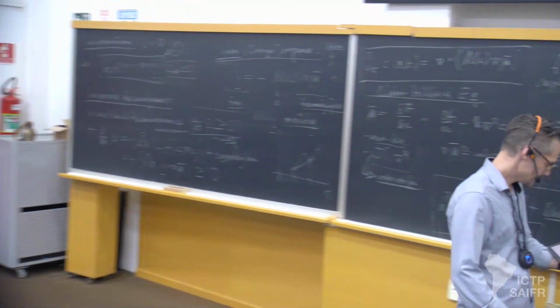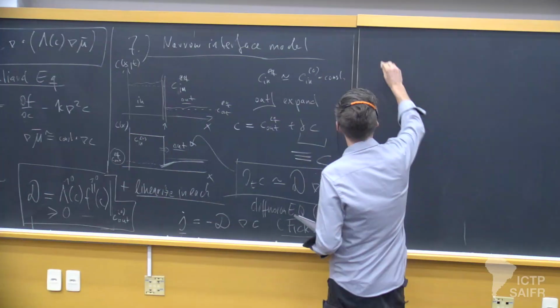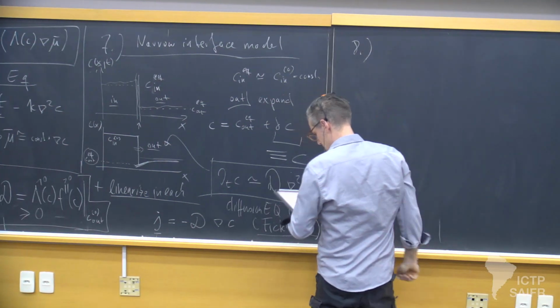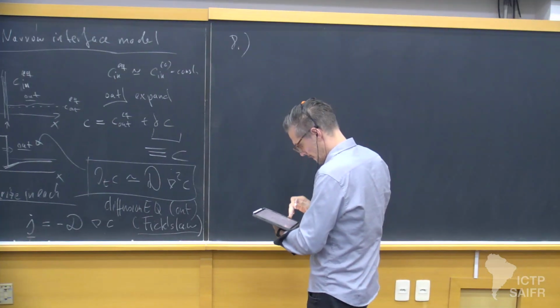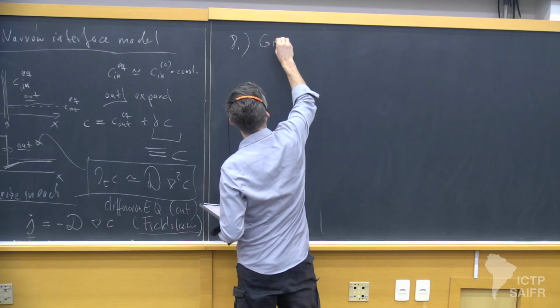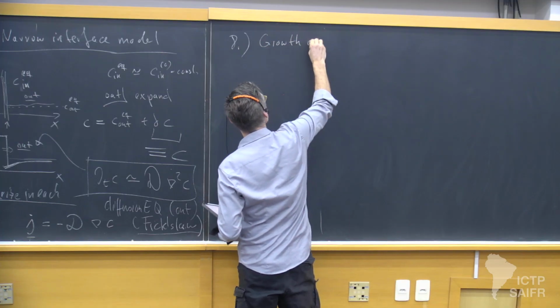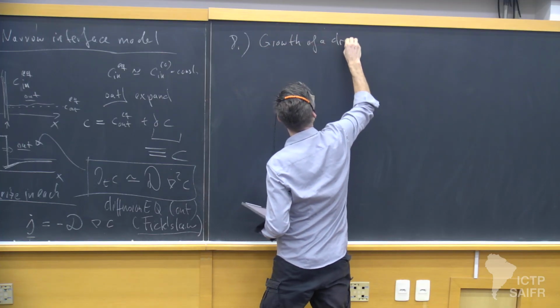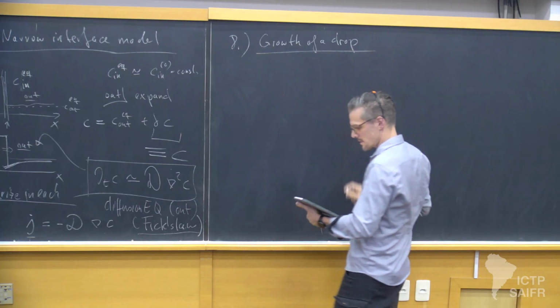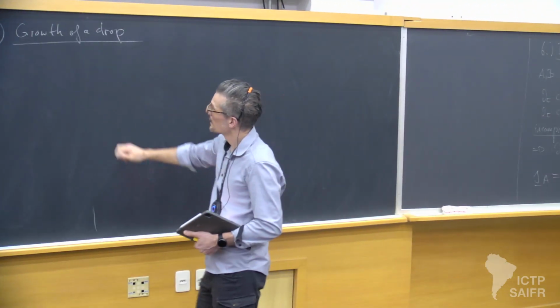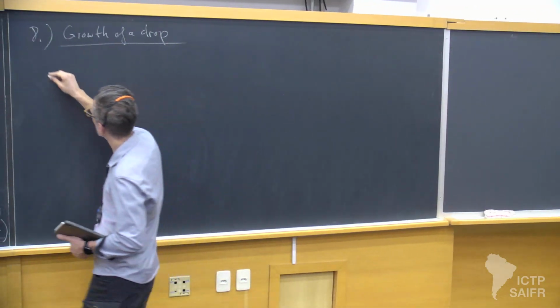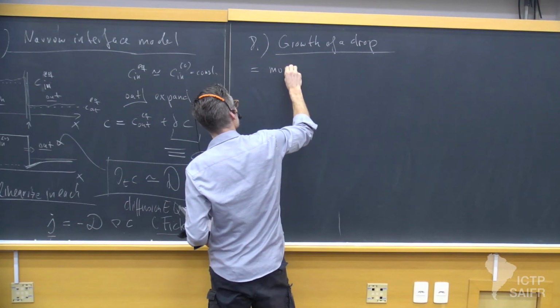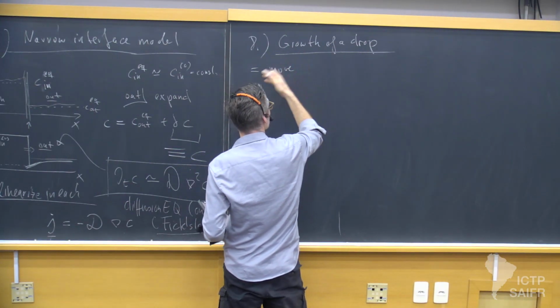That's the narrow interface model. And why is it so powerful? Because we can solve it. And this allows us to discuss growth of droplets. And I will first discuss a single droplet because of simplicity. So what is growth? Growth is simply movement of the interface, or shrinkage, I mean, left or right movement.